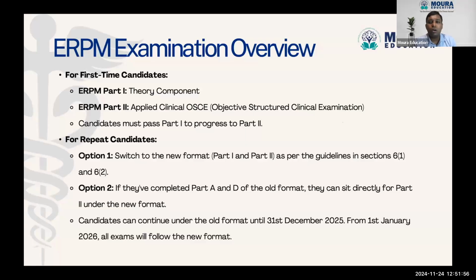Because these two components are different, part 1 and part 2. If you complete part 1, it's done. There is no correlation between part 1 and part 2, except that you must complete part 1 to sit part 2. The eligibility is completing part 1 to sit part 2. But if you fail the OSCE, then you have to repeat.